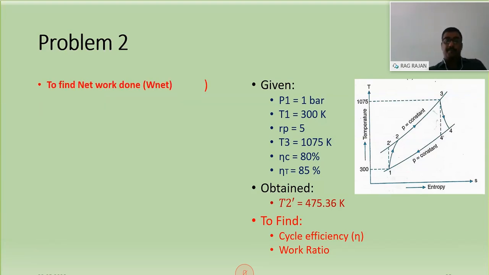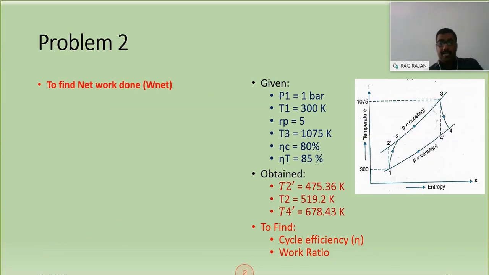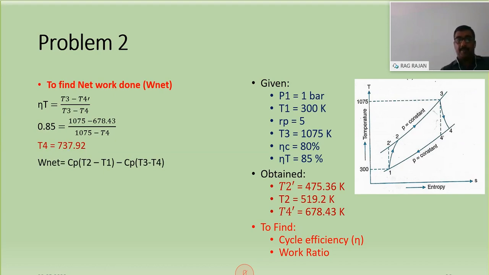I think we can proceed. Again, we are proceeding to find out net work done. Here, the turbine efficiency is given, that is (T3 minus T4 dash) divided by (T3 minus T4). There, you already have T3. T4 dash you have found from the last slide. Now, the only unknown is T4. So you will get T4 as 737.92 Kelvin.